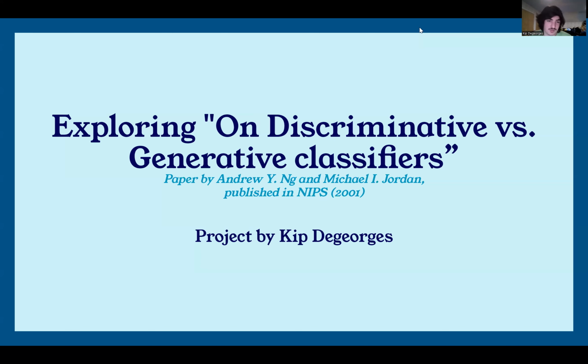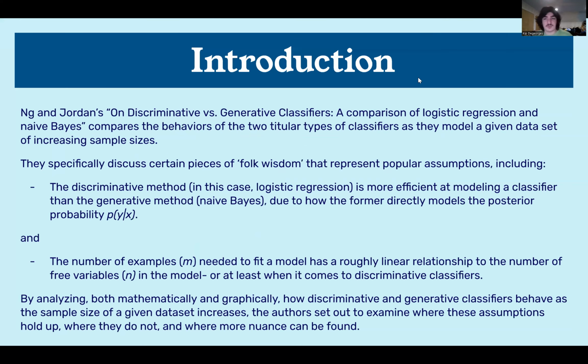Hi, I'm Kip Degeorges, and this is an exploration of discriminative versus generative classifiers by Ng and Jordan, published for NIPS in 2001. Ng and Jordan's paper compares the behaviors of the two titular types of classifiers as they model a given data set of increasing sample sizes.